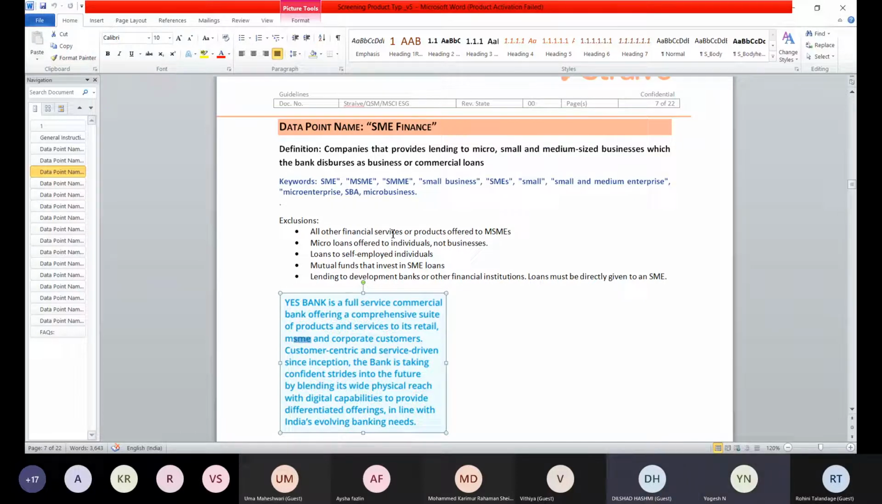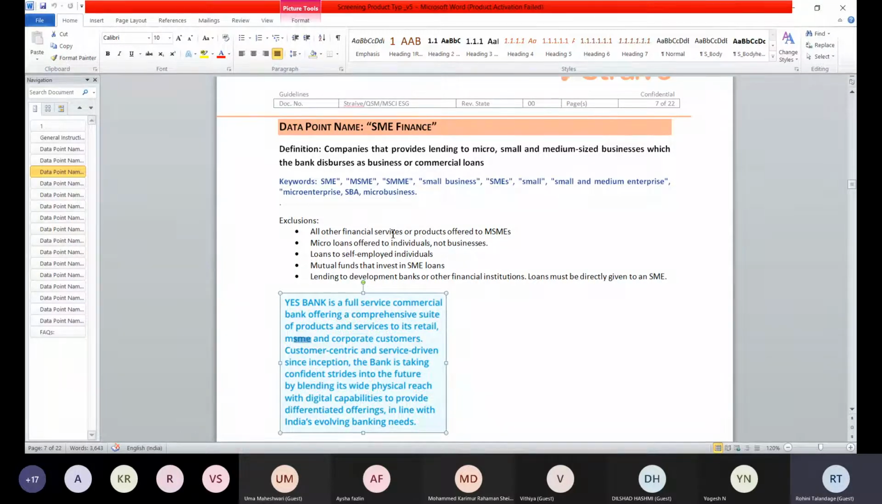Ma'am, there are various small and medium sized businesses categorized in different sectors, like micro, small, and medium enterprises. Correct. So for this data point, we need to check whether any company is providing financial services or any financial support, or we can say lending, to micro, small and medium sized businesses.